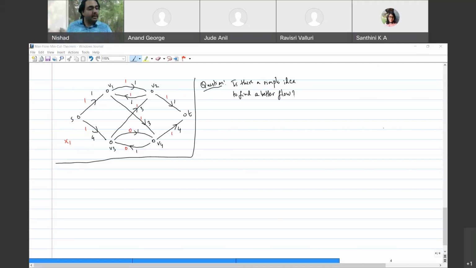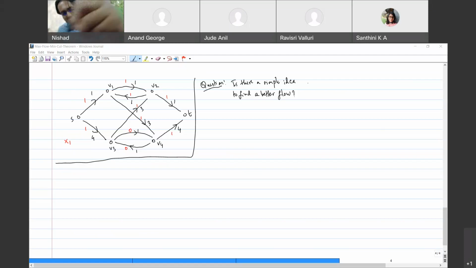S, V2, V3, V4, T. Okay. So what Shantini is suggesting is a particular directed path over here where all the arcs are utilized under capacity. The particular path she suggested is S to V3 to V4 to T. Is that right? Okay. So that is in fact the path I want to use.